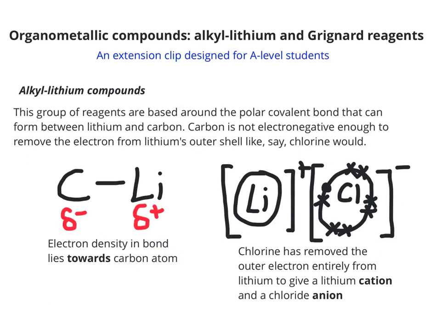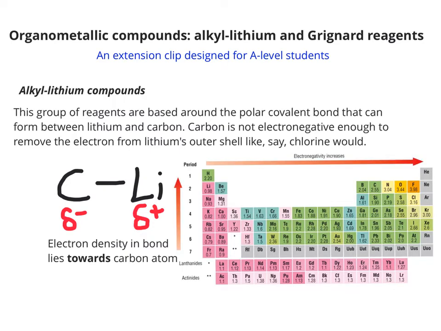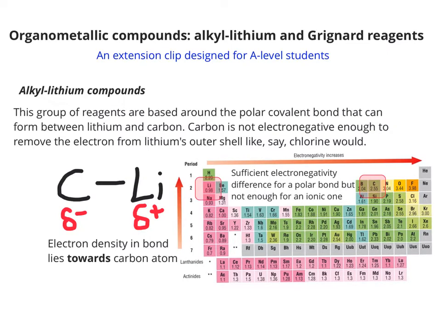Alkyl lithium compounds are based around the polar covalent bond that can form between lithium and carbon. From GCSE and probably through most of A-level, you're used to the idea that non-metals gain electrons and metals lose them. But if we think about where lithium and carbon are placed, there's an electronegativity difference, but it's not sufficient for carbon to take the electron out of lithium's outer shell completely, in the same way that a halogen might. So we get a polar covalent bond, with a dipole that I've illustrated. A quick look at the periodic table shows there's sufficient electronegativity difference between lithium and carbon for a polar bond, but not enough for an ionic one.